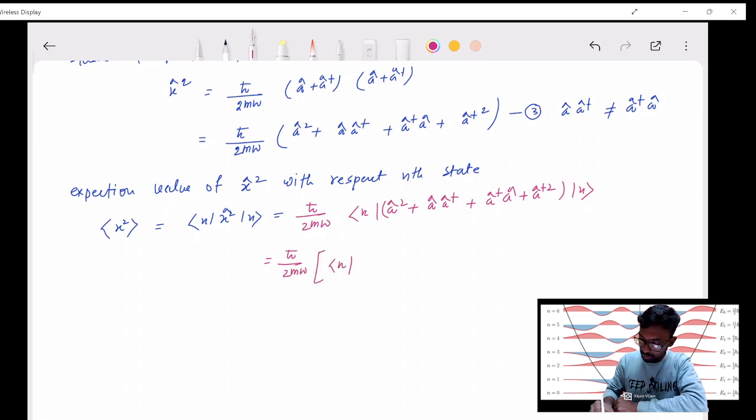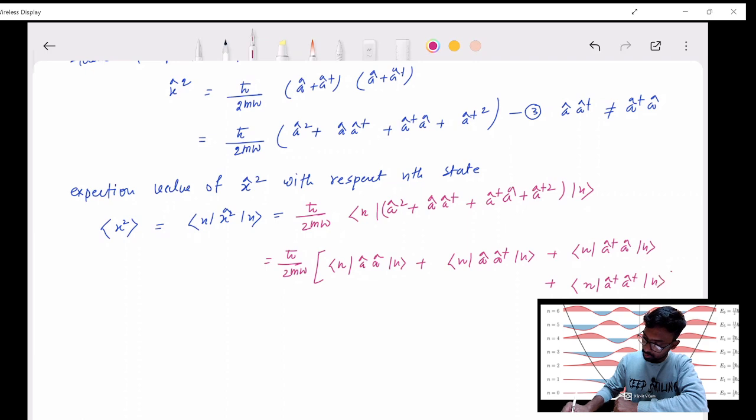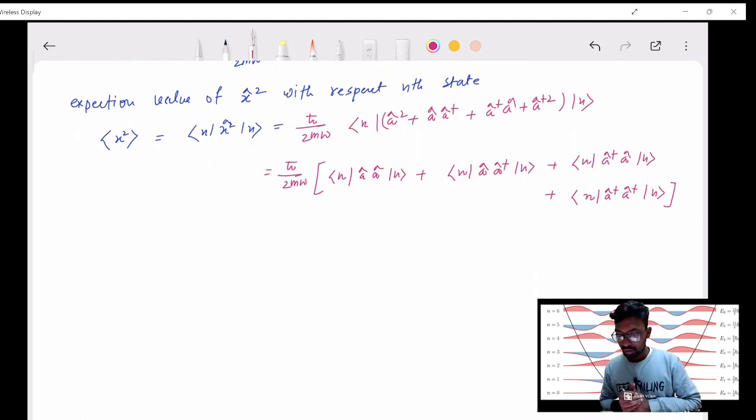This is equal to ⟨n|a a|n⟩ plus ⟨n|a a†|n⟩ plus ⟨n|a† a|n⟩ plus ⟨n|a† a†|n⟩. This is the way to write it. You just calculate one by one, you get the results actually. So we just calculate here.